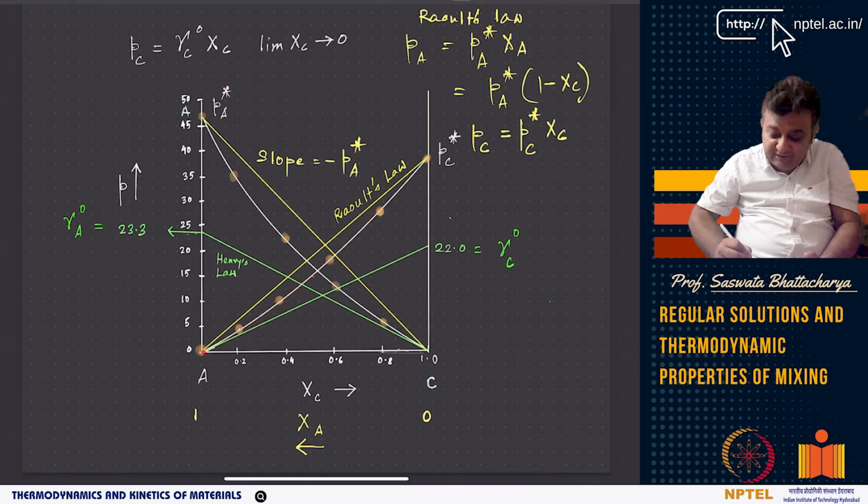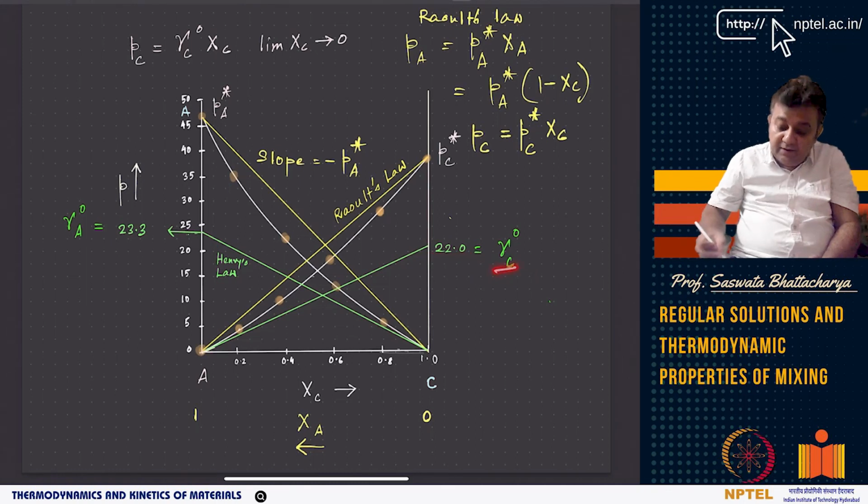Now for this curve, the limit XC tends to 0 is here, at the origin, because here A equals 1, that means acetone is 1, therefore chloroform is 0. So at this point, if you draw a tangent to the curve at X equal to 0, that tangent line gives you the value of gamma C0, which comes out to be 22.0 kPa. So gamma C0 is 22.0 kilopascal for chloroform.